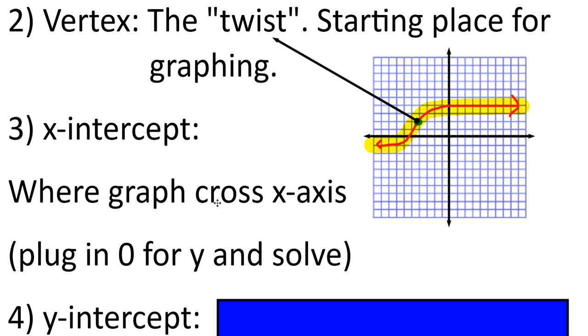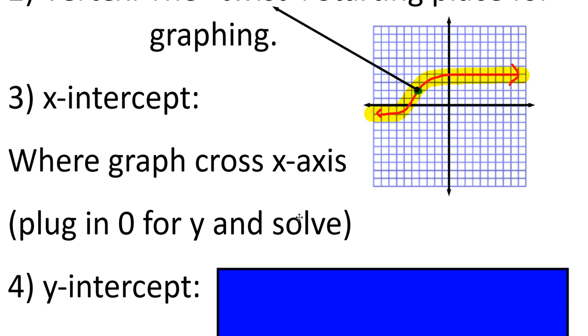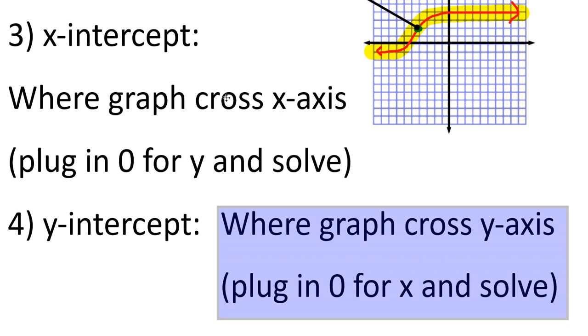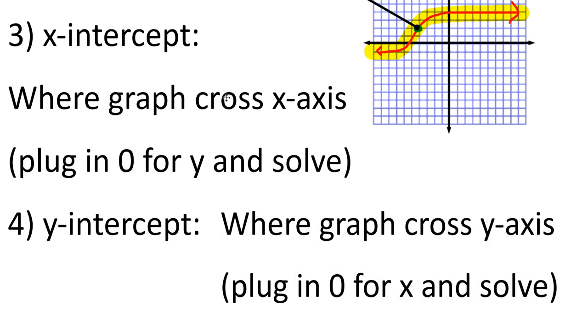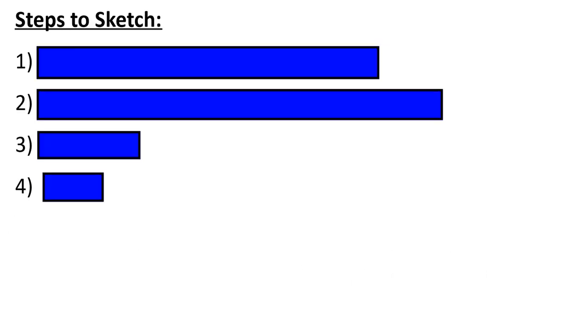X-intercept, we talked about yesterday. Same thing. It's where the graph crosses the x-axis. We've done that many times before. You can plug in 0 for y and solve, kind of like we did for 9.2. Y-intercept is where the graph crosses the y-axis. So we're going to plug in 0 for x and then solve, which is what we did for pretty much every unit. It's always 0 for x, solve for y. So hopefully we'll get it down.